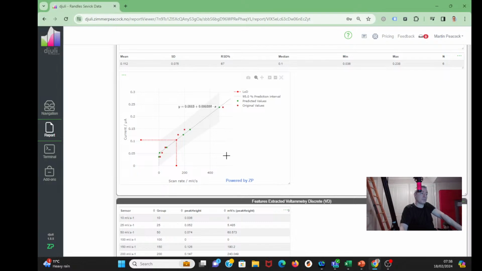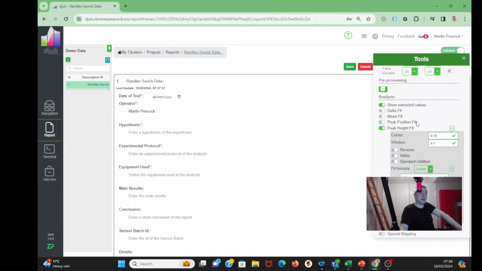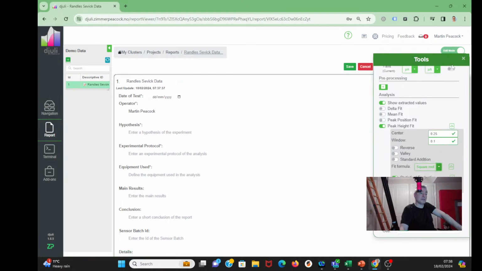And it's also tried to plot the current versus scan rate. Now at the moment it's using a linear fit. So what's happened is my original values are actually not following the linear. They're actually showing a curve like this. But I'm just going to go back in, and I knew I deliberately left that in there. So I'm going to fit the formula to a square root, and then I'll close that.